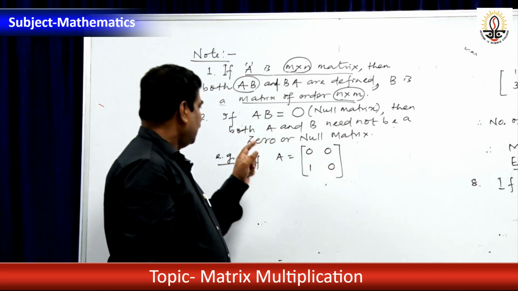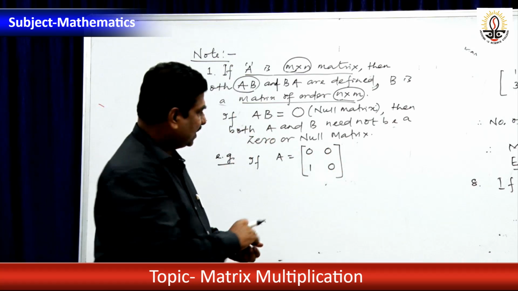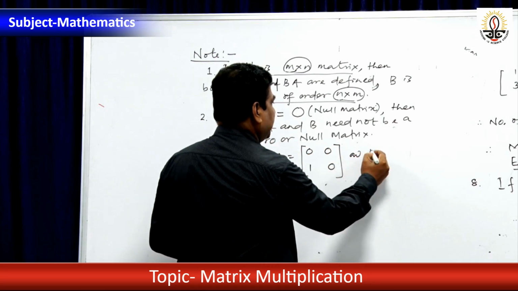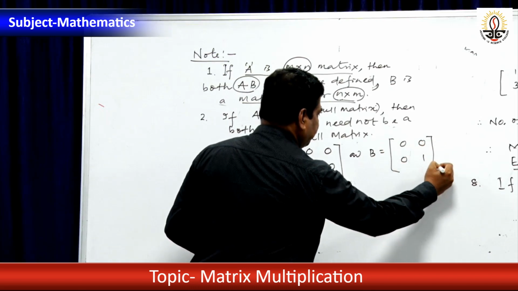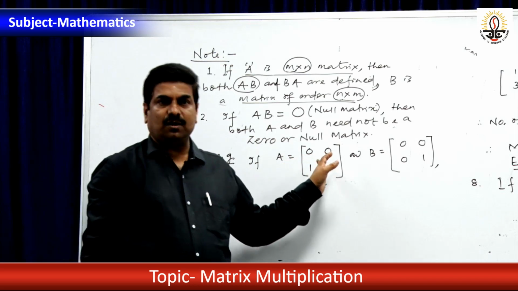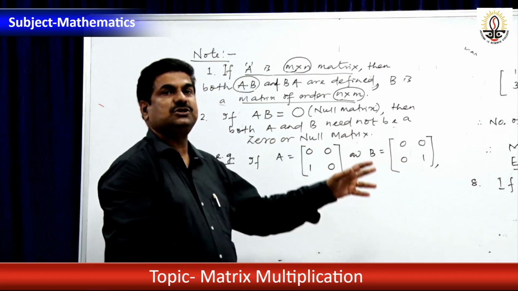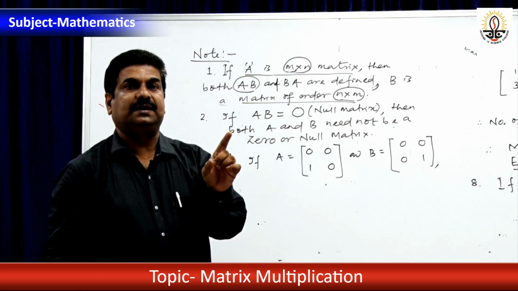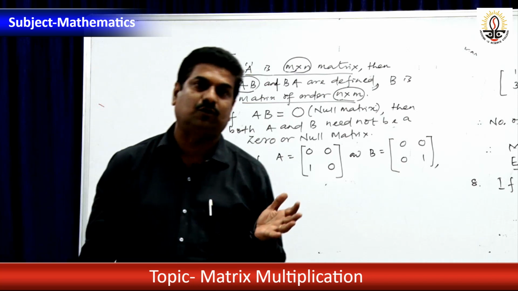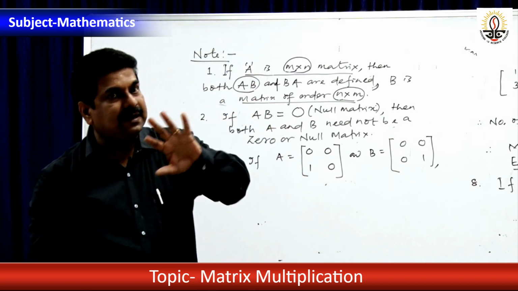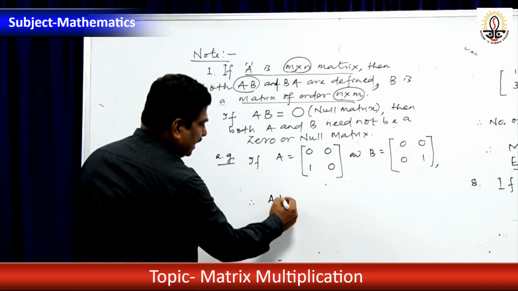This is the way A is equal to [0 0; 1 0] and B is equal to [0 0; 0 1]. Here you see A is not a null matrix, dear, and B is not a null matrix, but the product of these two is a null matrix. I have already explained, if AB is equal to a null matrix, then both A and B need not be a zero matrix.